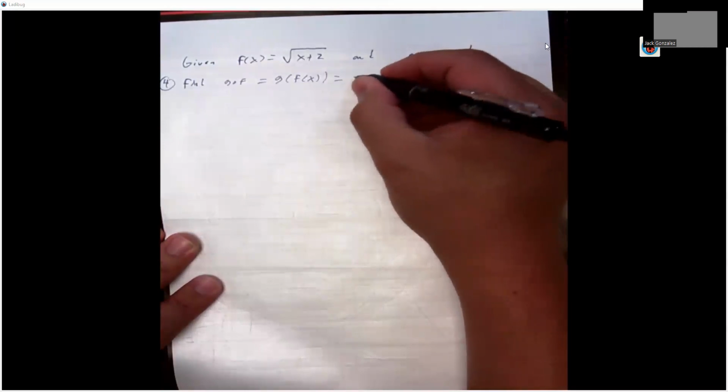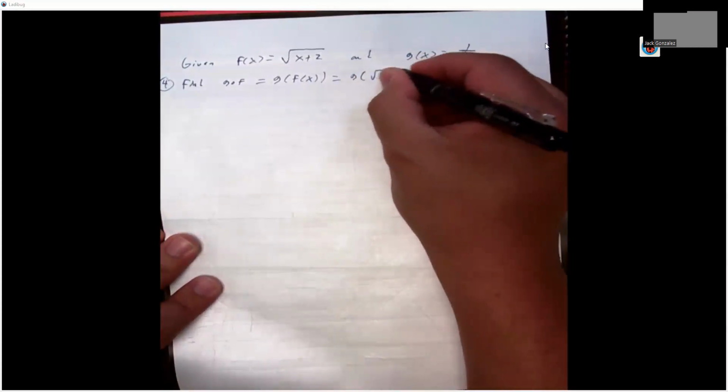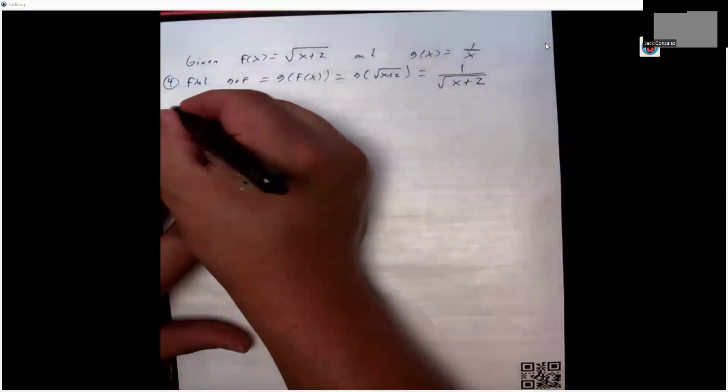That means g of the square root will get us to here. So there's g of f. That's all you had to do, is plug this guy into here. Okay. Part 5 asks for the domain.